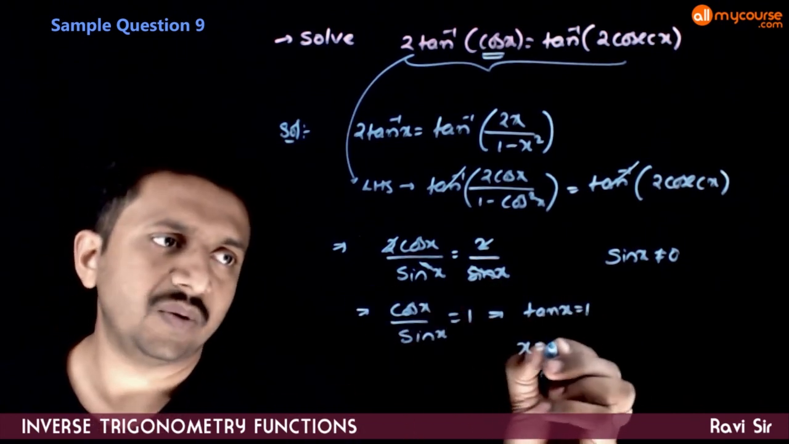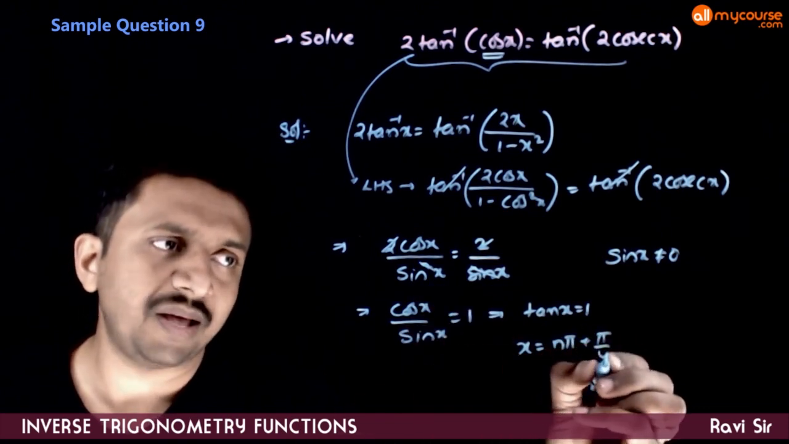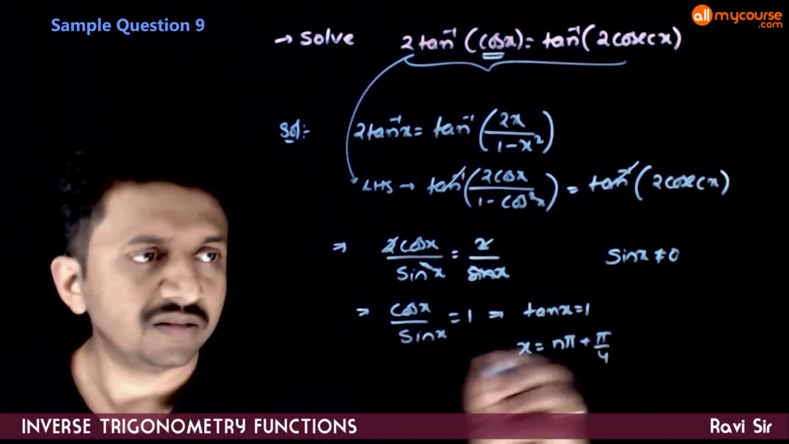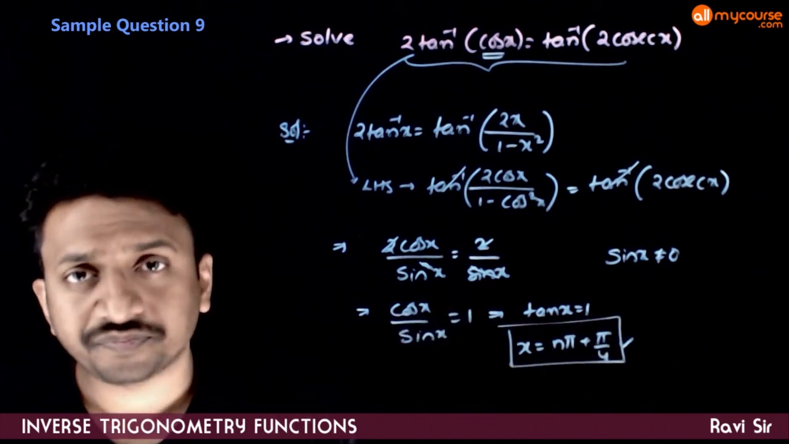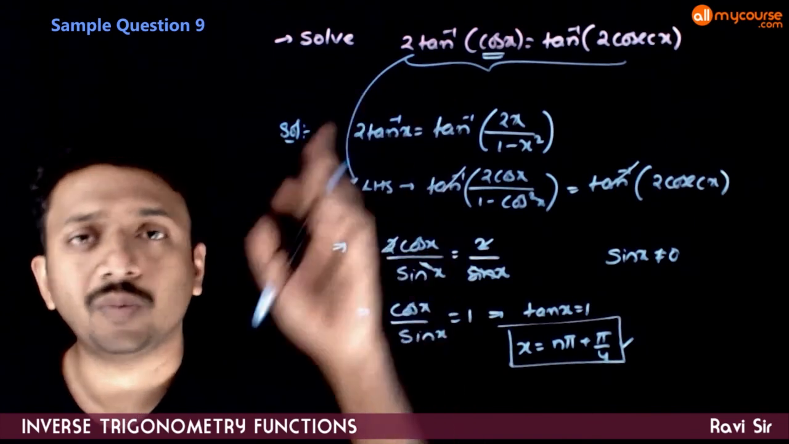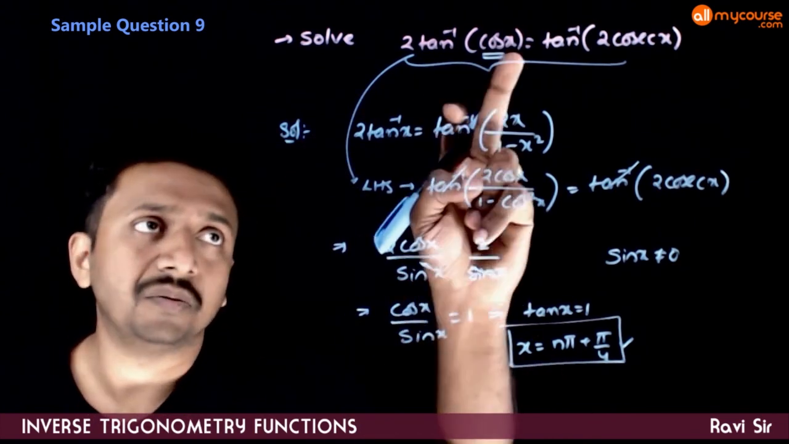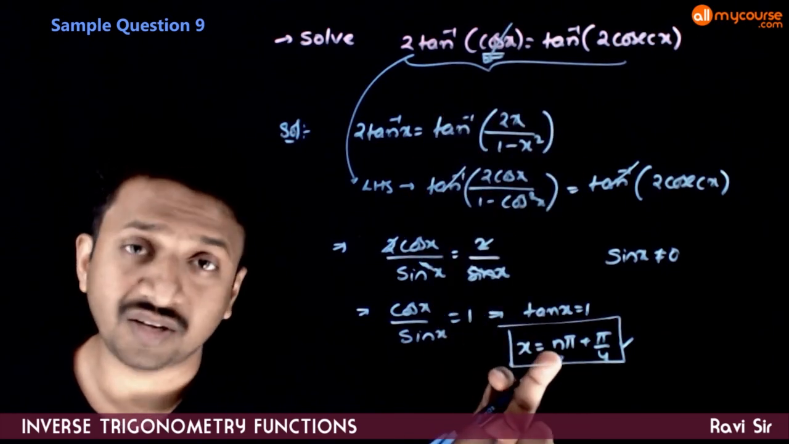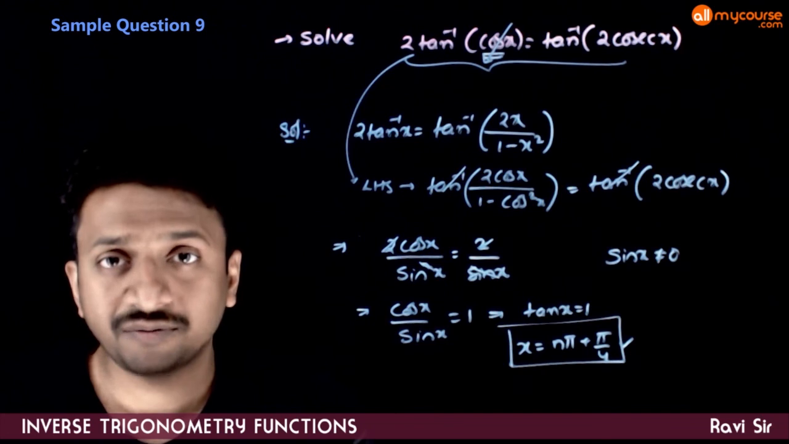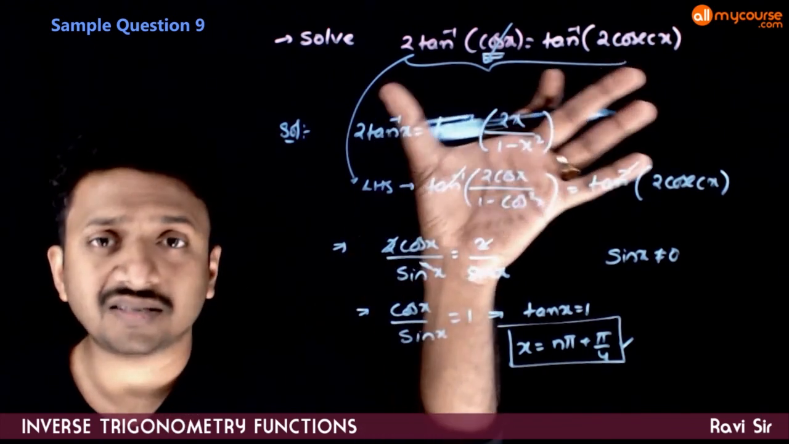So x is equal to n pi plus pi by 4. Corresponding to x equal to n pi plus pi by 4, this equation will be valid. So for any x whose values are n pi plus pi by 4, this equation will be satisfied.